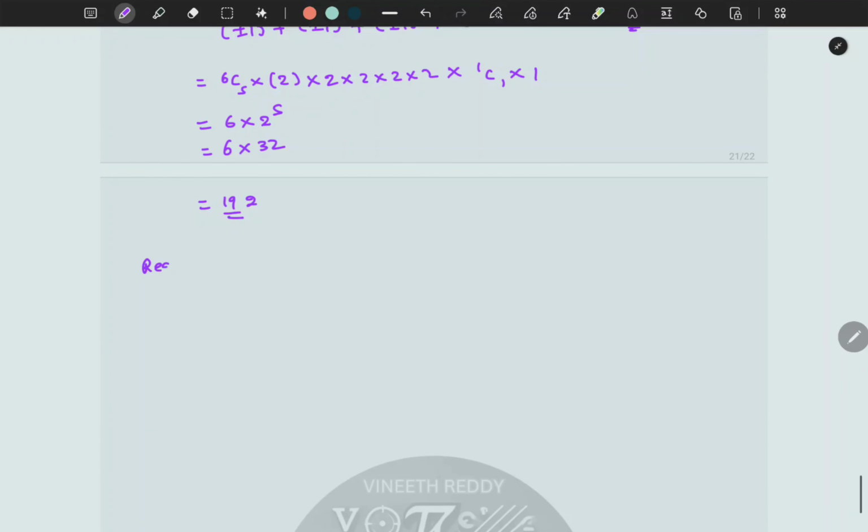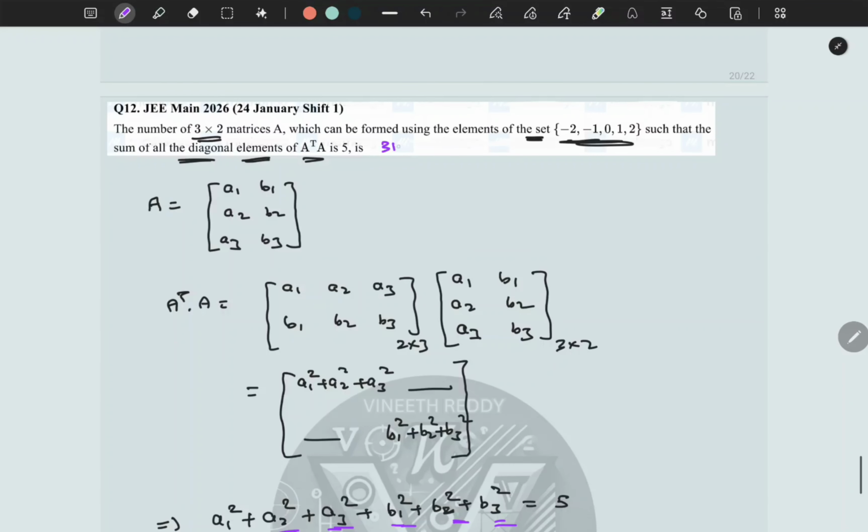So the required answer should be 120 plus 192. So we get 2 plus 0 is 2, 2 plus 9 is 11, 1 plus 1 is 2, 2 plus 1 is 3, so 312. So 312 should be the answer, dear students.